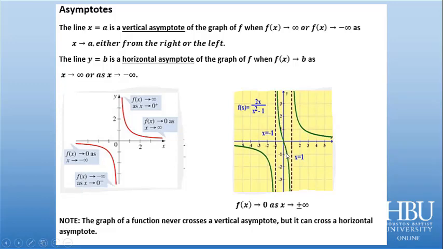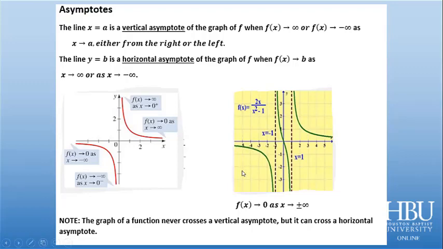As x gets closer and closer to positive 1 from the left, the graph is approaching minus infinity. And as x gets closer and closer to positive 1 from the right, the graph is approaching positive infinity. Here there is a horizontal asymptote of the x-axis, whose equation again is y equals 0. Notice that f of x is approaching 0 as x approaches infinity, and f of x is also approaching 0 as x approaches minus infinity.